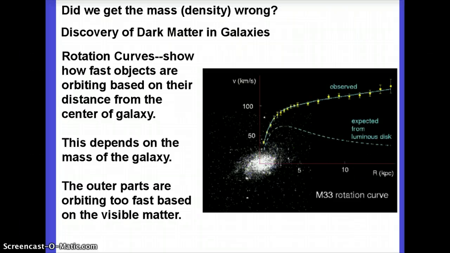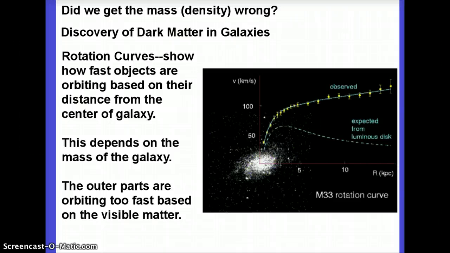We had a question of a contradiction between the observations of the density, which said that the density is much less than the critical density, and the observations of the geometry, which said we lived in a critical universe. So the question is, what did we get wrong? Maybe we got a mass that is too low, or we got a density that's too low when we determined the density of the universe.